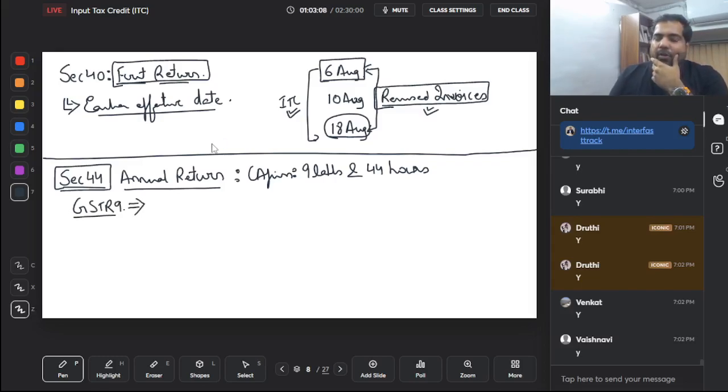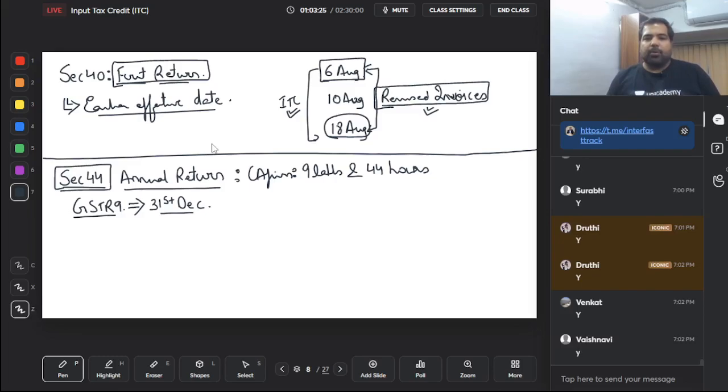Guys, annual return obviously is after the year ends. So year ends on 31st March. After that you get till 31st December to file the annual return. So the annual return can be filed by 31st December. There is no hurry.